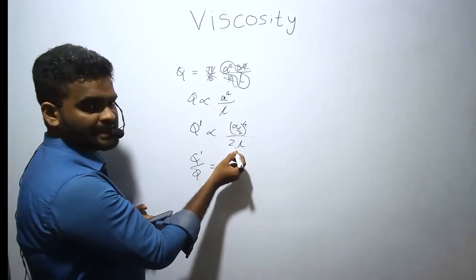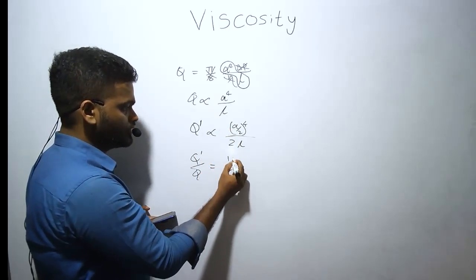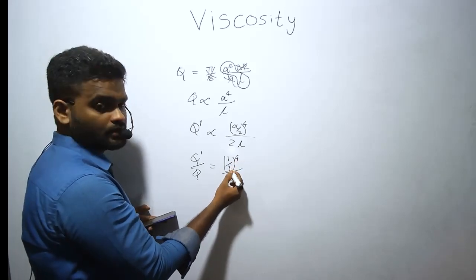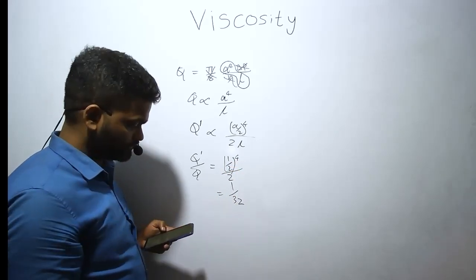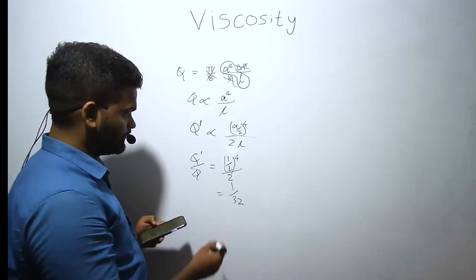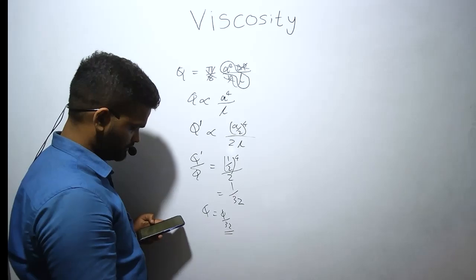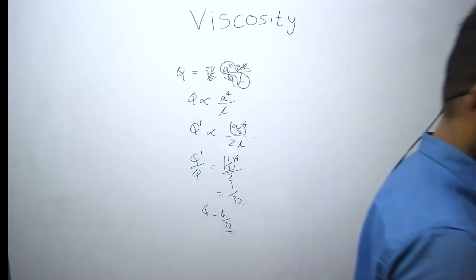This A and L cancels off. I only need the numbers. 1 over 2 to the power 4 divided by 2. So this is 1 over 16 divided by 2 means 1 over 32. So what is that? Q over 32. First one, right? Got the answer? Yeah, first one.